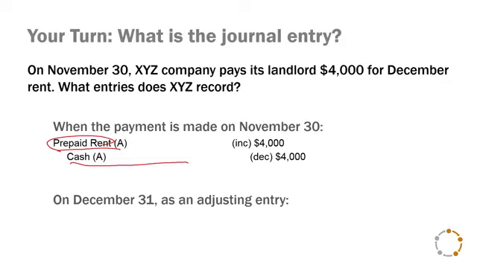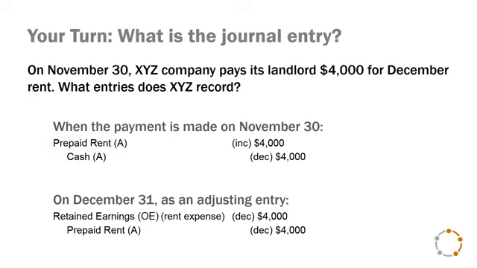On December 31st, the XYZ Company has made use of the building, and at that point in time, it would need to record an expense. So it would record its left-hand side entry to retained earnings for its rent expense and a right-hand side entry to reduce the asset account, and we're recording the expense to reflect the usage of that asset.